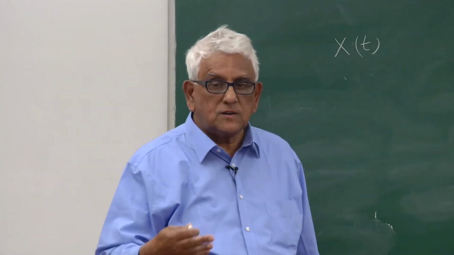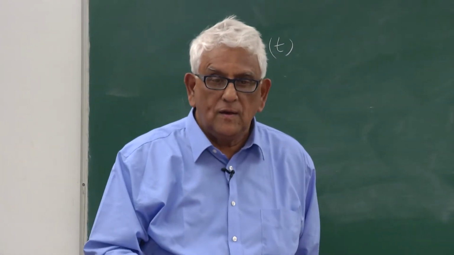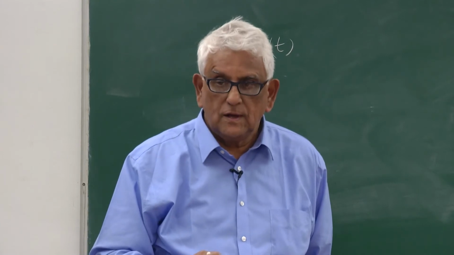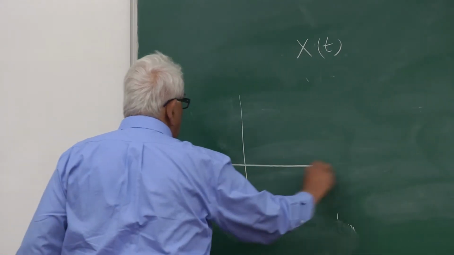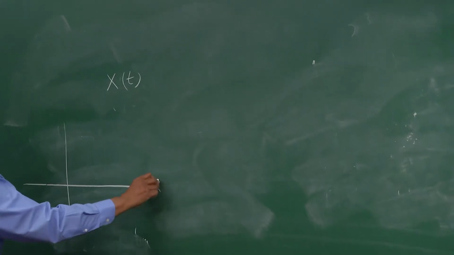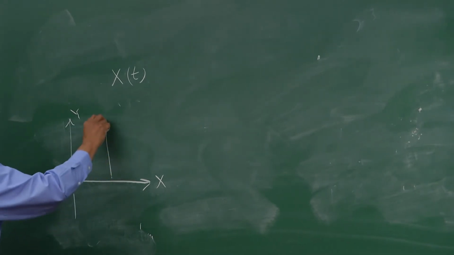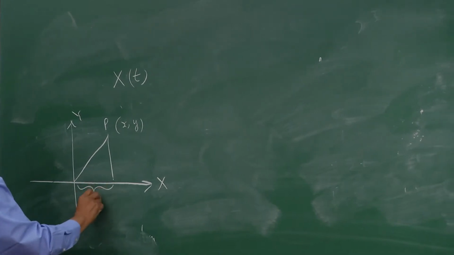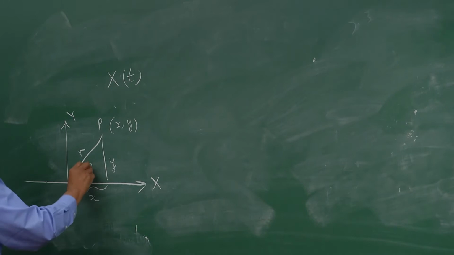So we talked about coordinates before. The coordinates are a way of representing points in an algebraic way. So in one dimension you have one coordinate, in two dimensions you have the x-axis and the y-axis, and you have a point here which has coordinates x and y, and this distance is x, this distance is y, this is r, and this is theta.